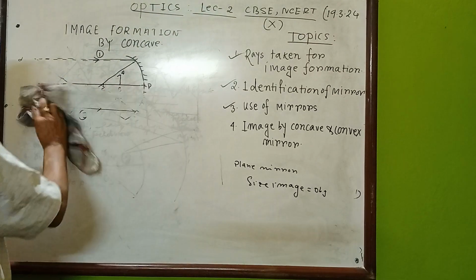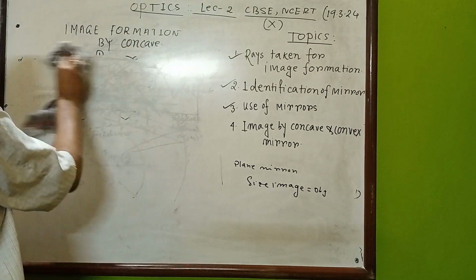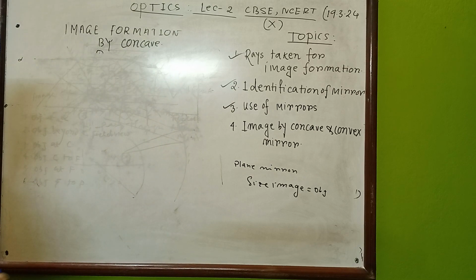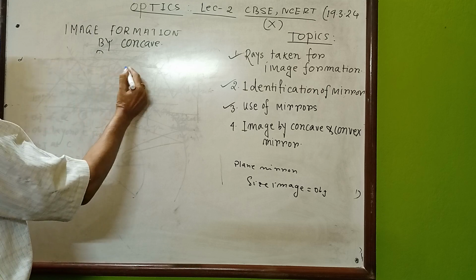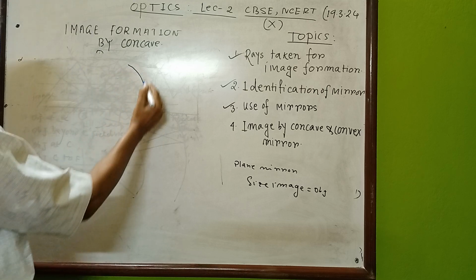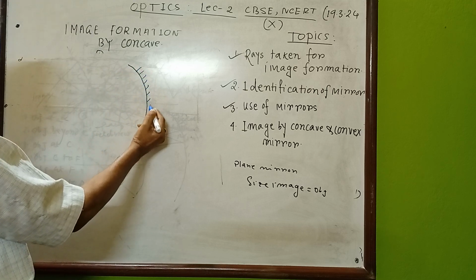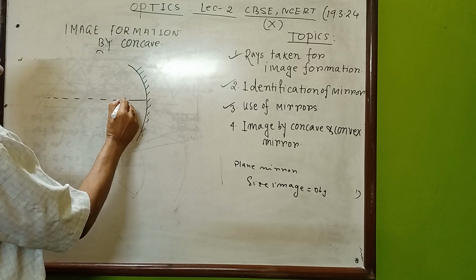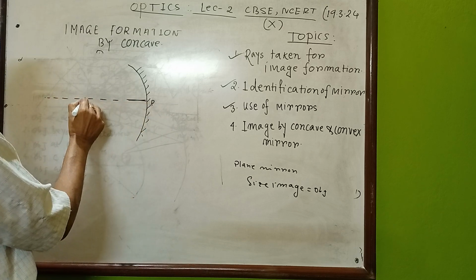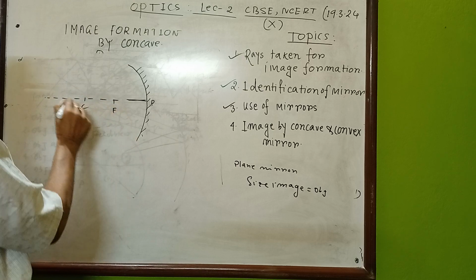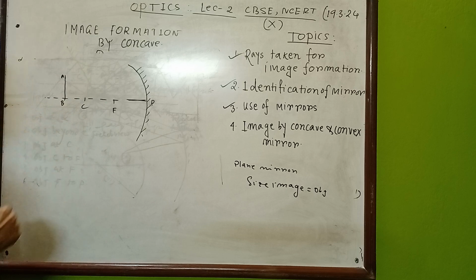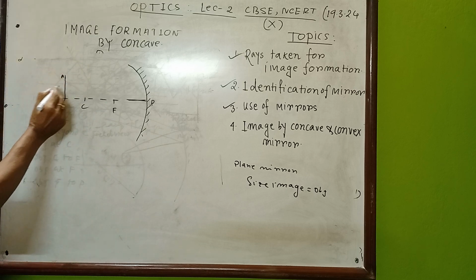Okay. Next, you consider case 2. This is the mirror. One by one I am doing. Now this is the principal axis, this is the pole, this is C, this is F. Now you consider AB is the object.